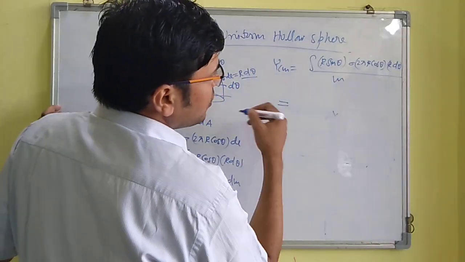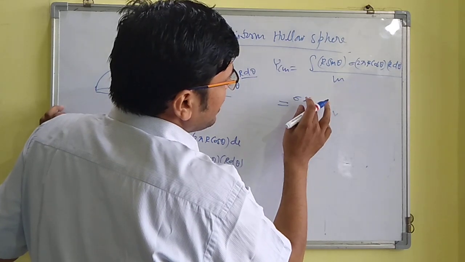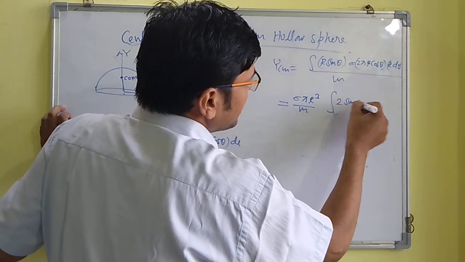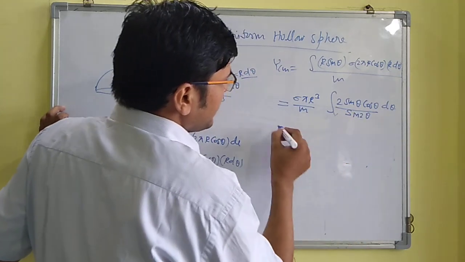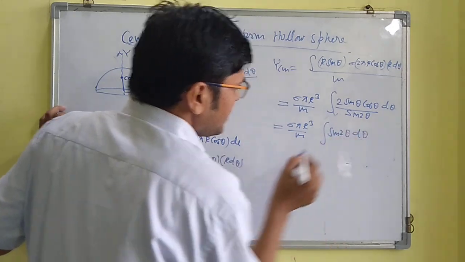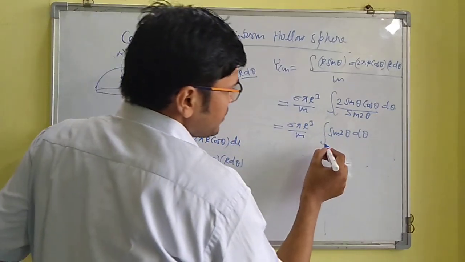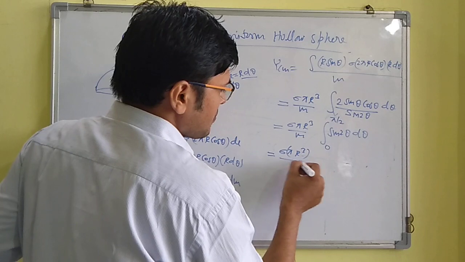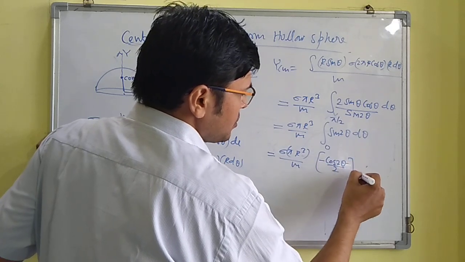Now again, taking out all constant terms from the integration, this comes to be sigma pi r cube by m and 2 sine theta cos theta d theta, and this expression can be written as sine 2 theta, right? So sigma pi r cube by m sine 2 theta d theta. Again, how to take the integration limit? The first element will be formed here and the last element will be formed here. So this would be integrated between 0 to pi by 2. Now integration of this one will be minus cos 2 theta by 2, from 0 to pi by 2.